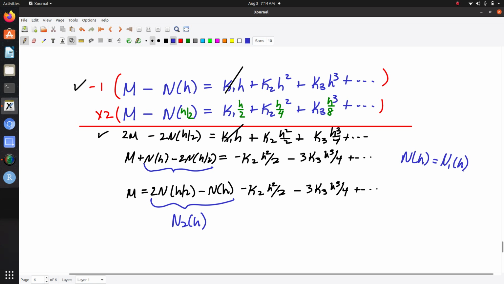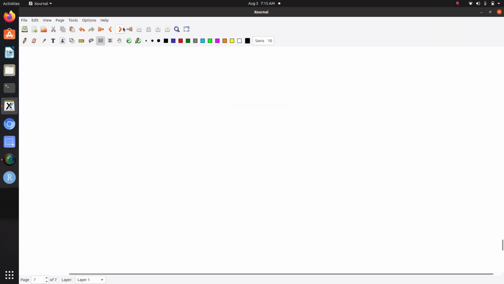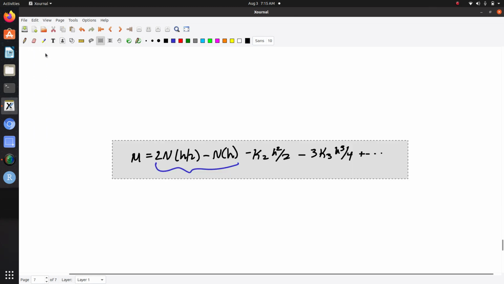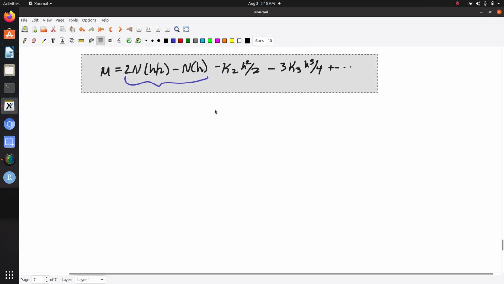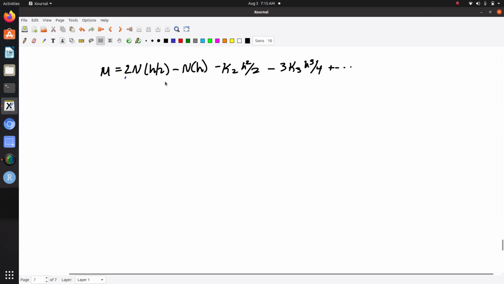Well, we're going to do this whole same thing again, but now we're going to use N2 of h and N2 of h over 2. Okay, so I'm going to put this over here, and I'm going to put another copy of it.